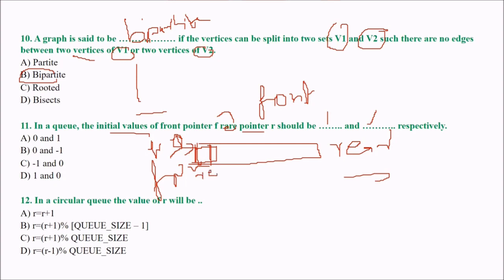If rear is increased, when we have one value, rear will become 0, because it is -1 now and it will become 0. So the 0 position is correct, but front will always point to 0. So this will be 0 and -1. Okay, you got the point?